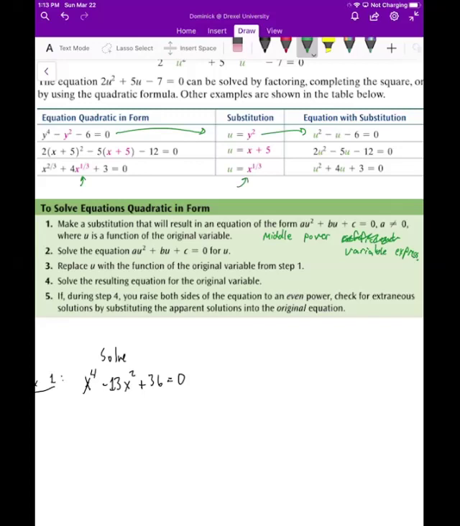Then once you make your substitution, you're going to solve that equation for u. And then like we mentioned before, plug back in for u and solve for the original variable. And of course, you should always check for extraneous solutions, but really that's only going to come into play if you raise both sides of your equation in step 4 to an even power. In that case, you might end up with some extraneous solutions, but let's take a look.